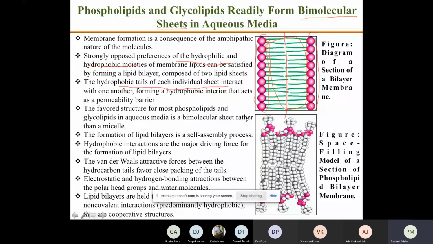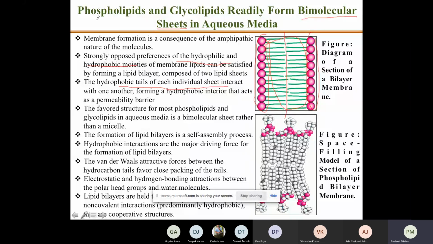Because if it is an open chain, suppose I have just half a layer, one molecular layer sheet. So what will happen? This fatty acid chain will be exposed to the water and that will be unstable. They will try to aggregate, they will try to fold back. So this kind of structure is not present.